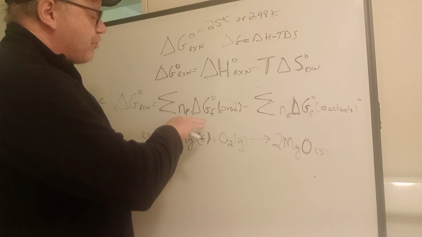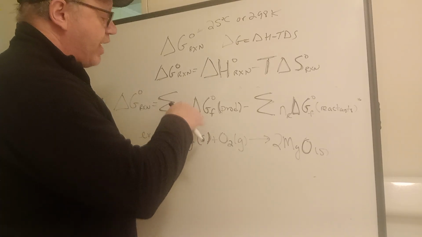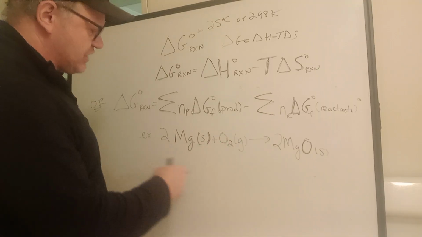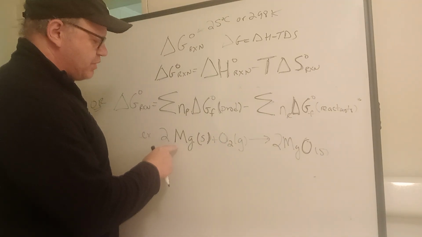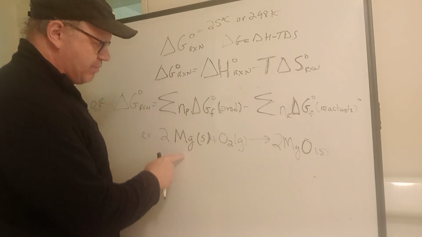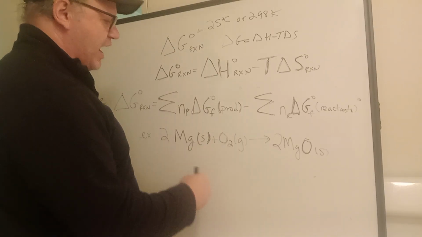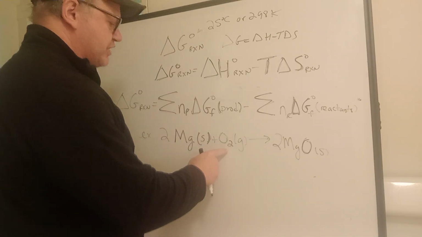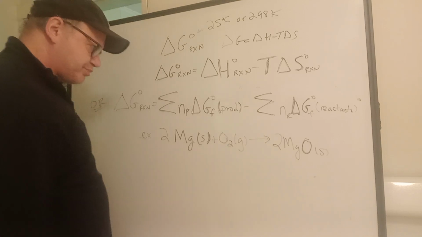to go from the most stable elemental forms of something, which is exactly what we have here. This would be showing us this is the most stable form of magnesium, magnesium solid at room temperature. The most stable form of oxygen at room temperature standard conditions is O2.